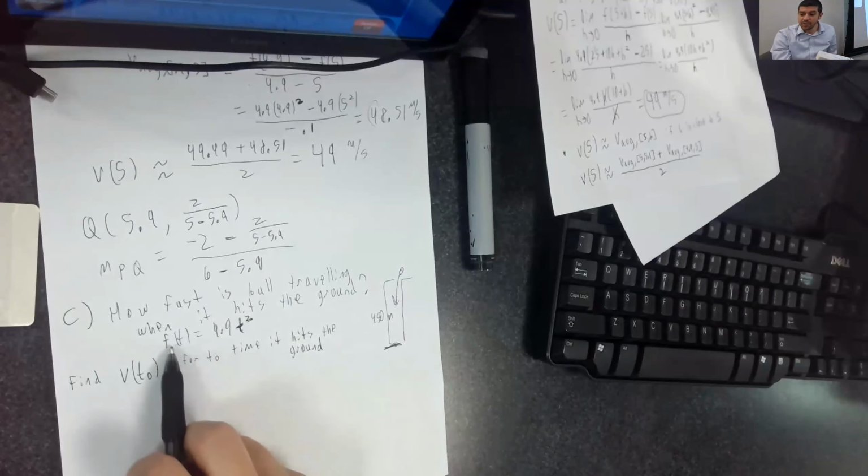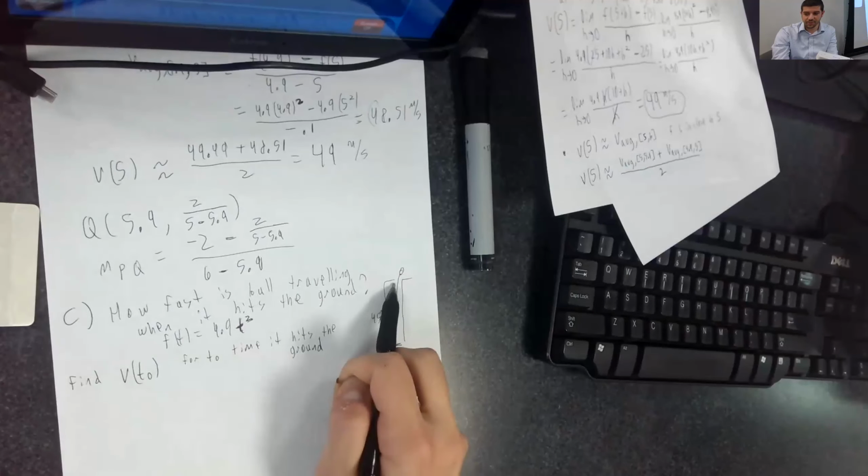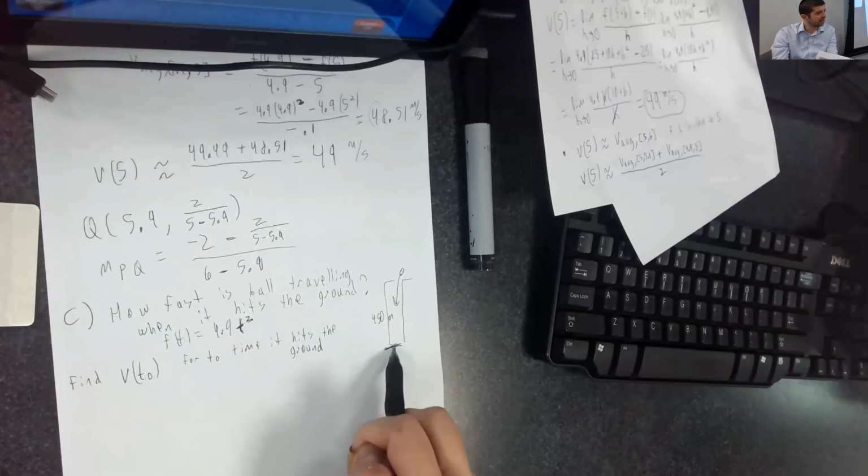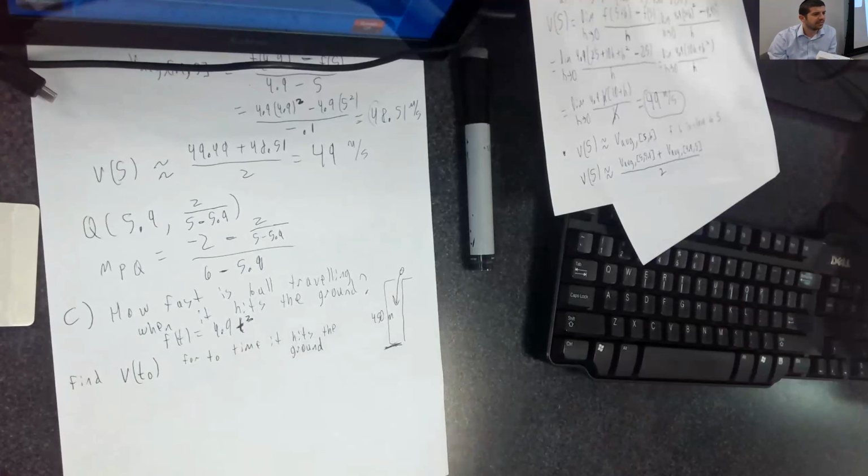F of t is actually the distance that it travels. So we're not going to set it equal to 0. We're going to set it equal to when it hits the ground. How far has it traveled? Right. The distance, negative 450. Distance is 450. Yeah, Jackie.